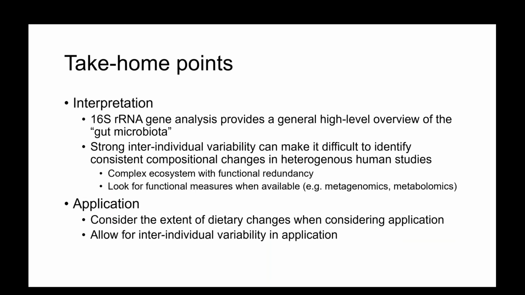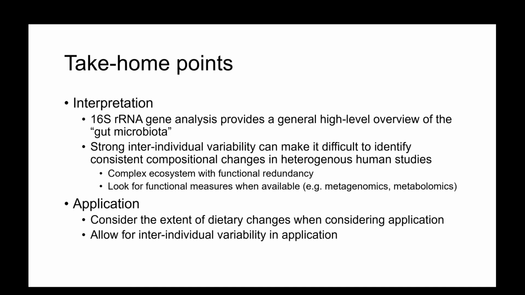And so this brings us to the conclusion, some of the main take-home points. With regards to interpretation, the 16S is going to be the most common thing that you're going to come across in microbiome literature. And it's just important to appreciate that this provides a high-level overview of the gut microbiota. Here you see I put the gut microbiota in quotes, because if you recall, what we're referring to as gut microbiota when we're talking about stool samples is really a measure of the luminal microbiota, particularly towards the distal ends of the colon.